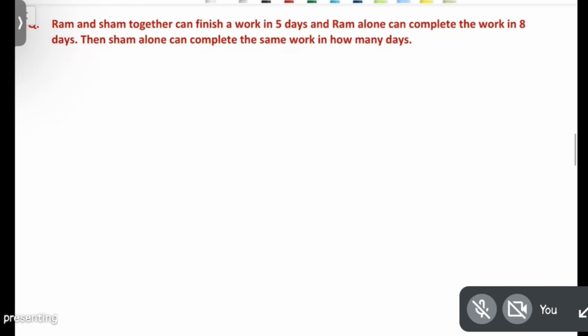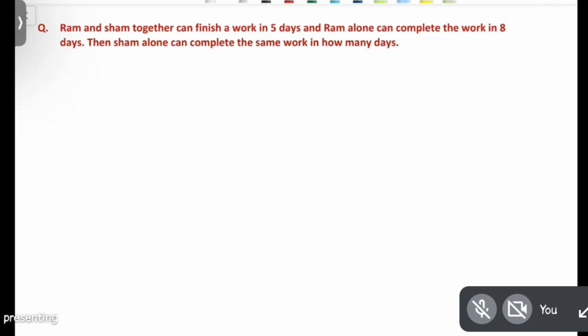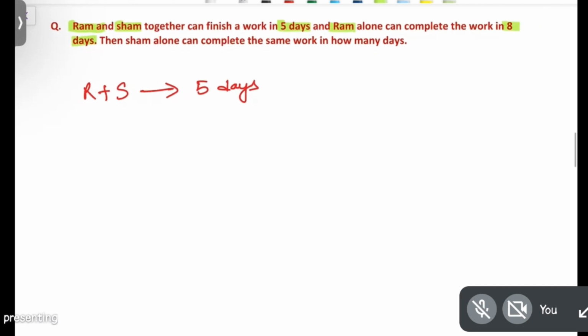So the question is, Ram and Sham together can finish a work in 5 days. That means we have Ram, we have Sham. They can finish a work in 5 days. That means Ram and Sham together can complete the work in 5 days. And the next part is, Ram alone can complete the work in 8 days. That means it is given that Ram alone can finish the same work in 8 days.